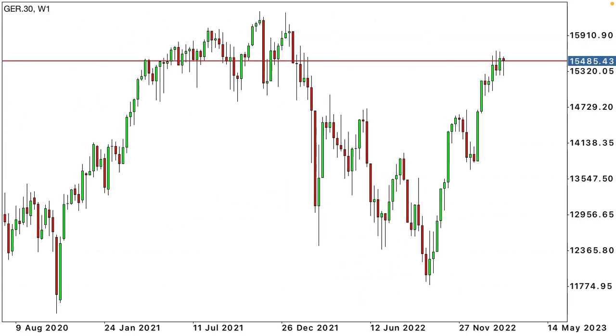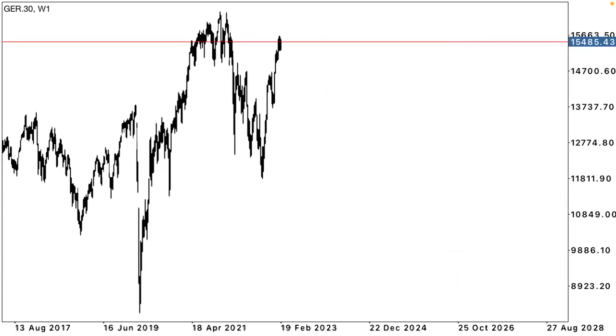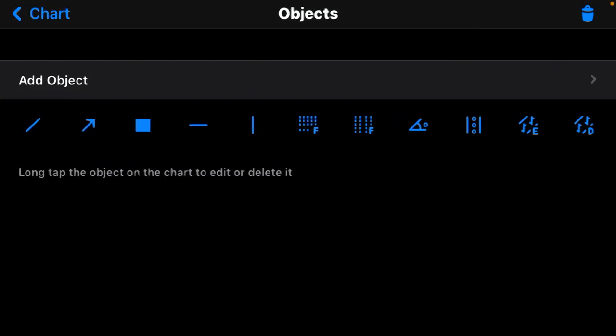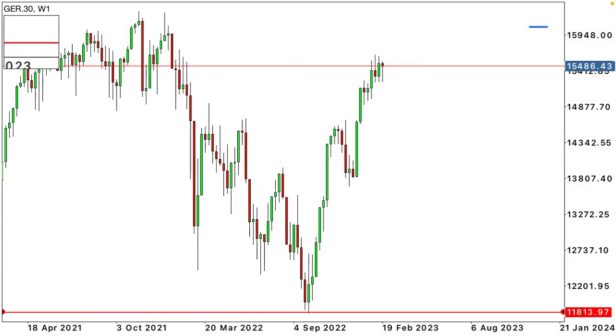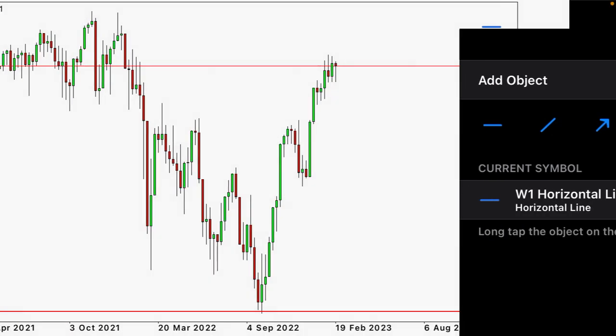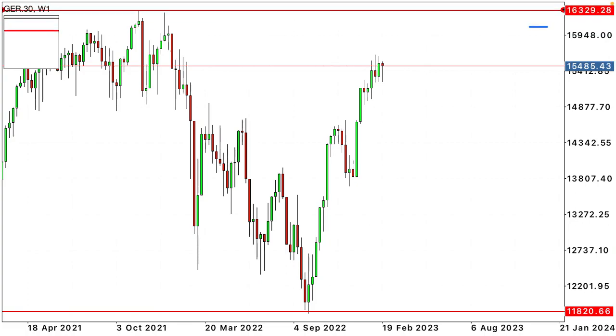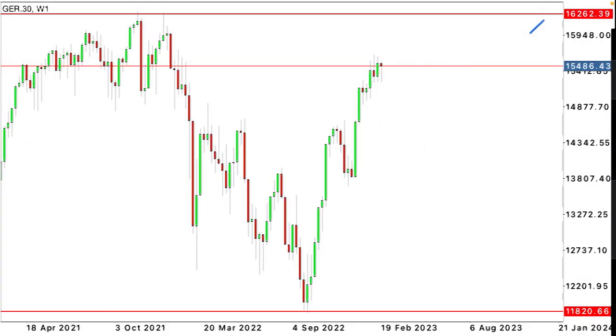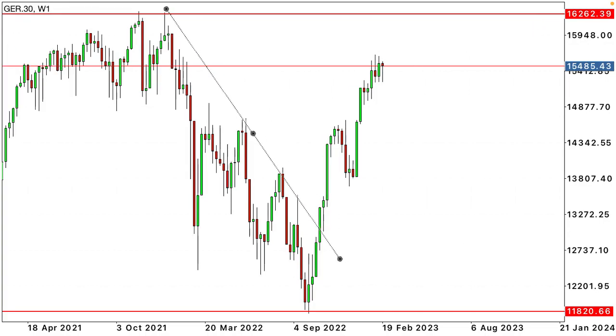Okay, on my weekly, I can simply start by checking my zones. The last time the market bought, it's on this level. The last time the market sold, it's on this level, right? And then I can have a trend line in between from the last time the market bought to the last time the market sold, or vice versa, right?